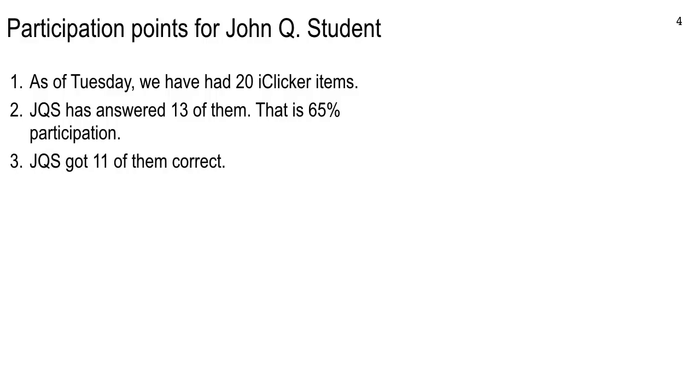Now, let's say also that John Q. Student got 11 of them correct. So he's doing good on the questions that he's answering. 11 out of 13, that's not bad. But 13 out of 20, so he's missed a couple lectures. All right, so he's a little shaky. He's below 85%.